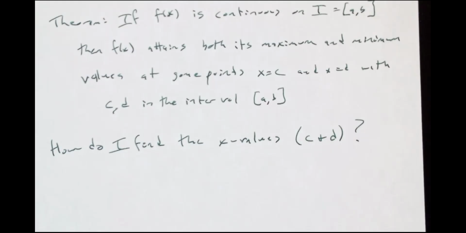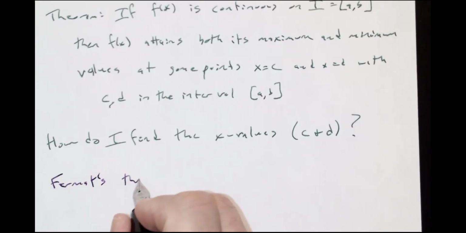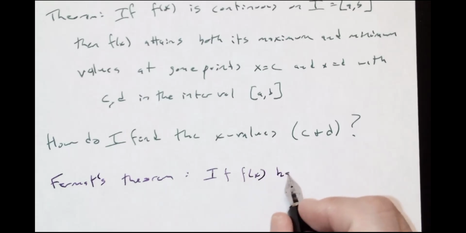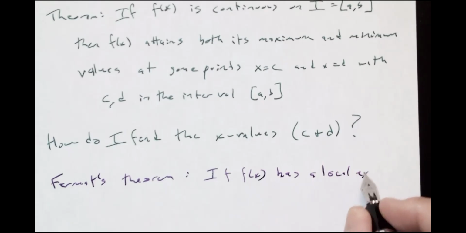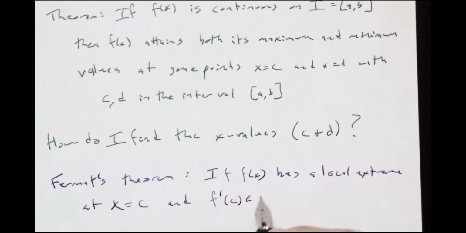My buddy Pierre de Fermat, yes, the same guy from Fermat's last theorem, came up with this idea. If f of x has a local extreme at some point, and the derivative exists there, then the derivative must be 0.